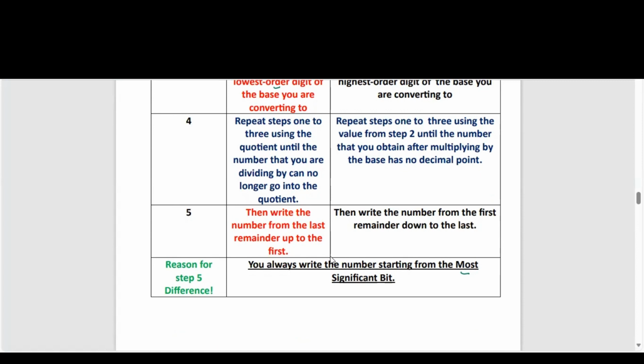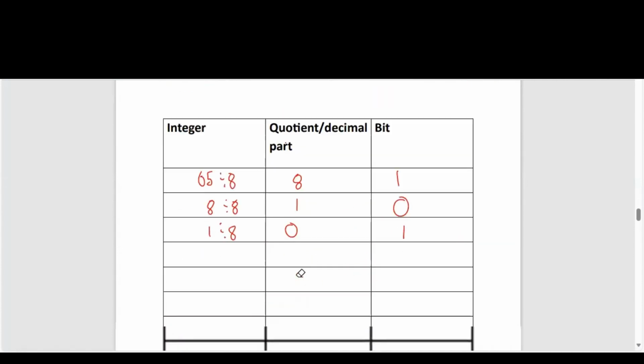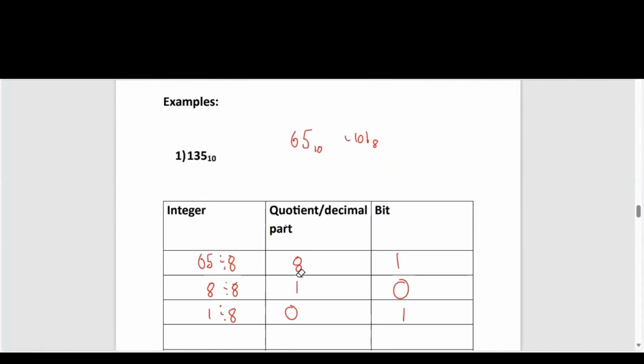Here. Anyway, I want to try an example. I think I had examples. So I'll try some, the same thing. Let me try 0.625 in base 10, and you want to convert it to binary.